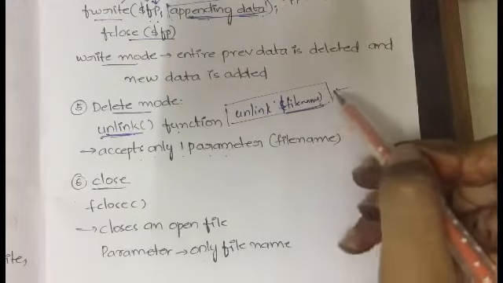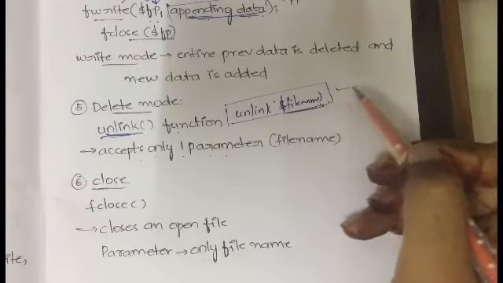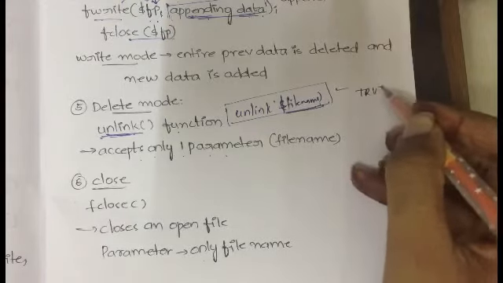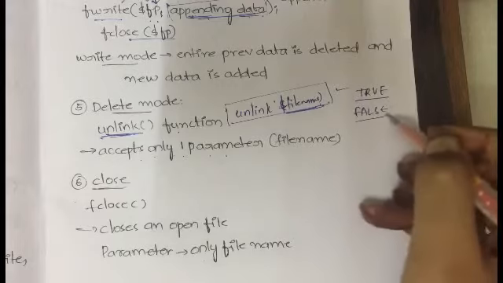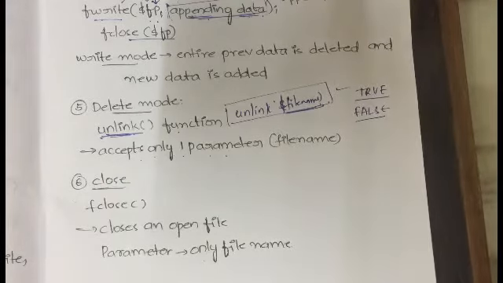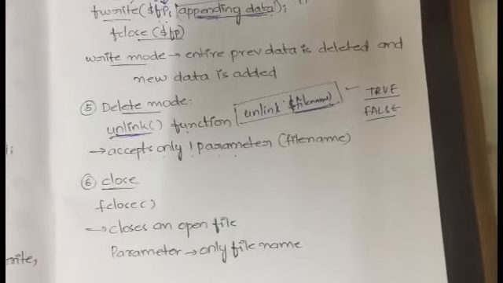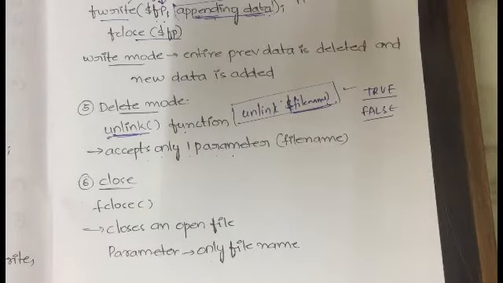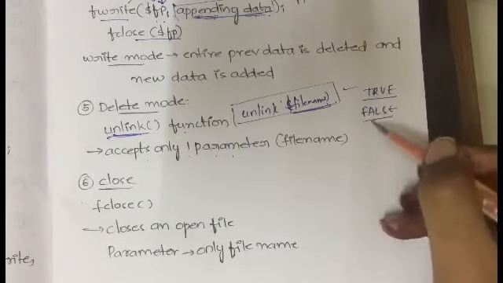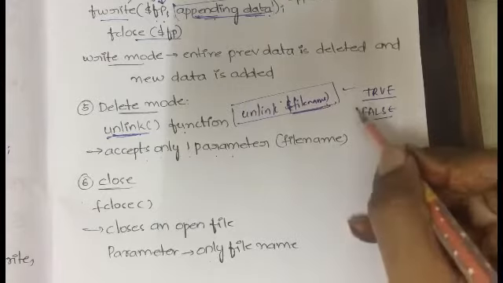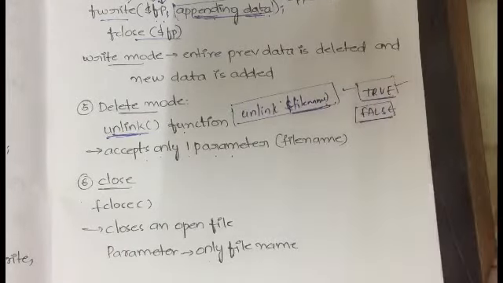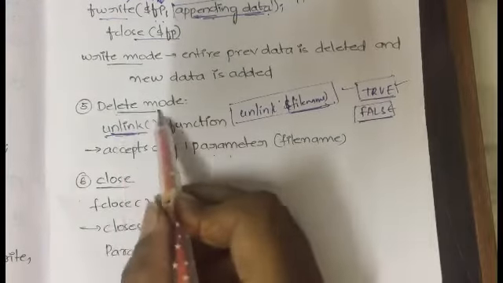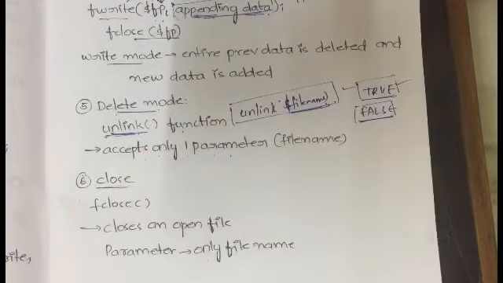If it has successfully deleted the file, it will return true. If it is not able to delete the file, then it will return false. There may be some reasons because of which it may not be able to delete the file, right? Sometimes the file may not even exist in order to delete. In that case, it will return false. If it has successfully deleted the file, it will return true. So the delete mode, the unlink function, is used to delete a file.